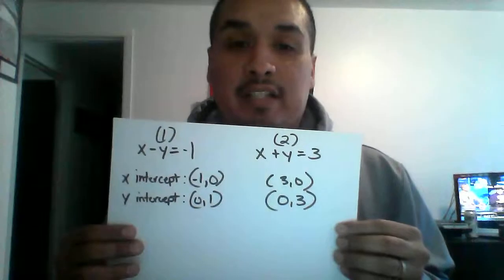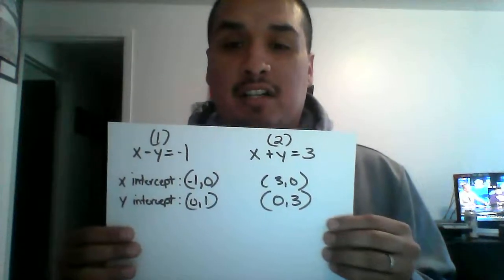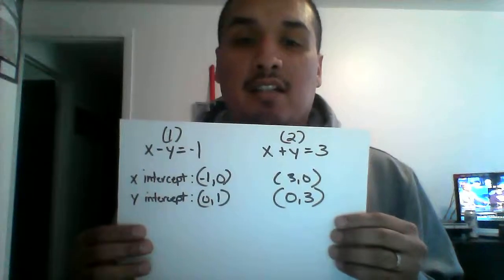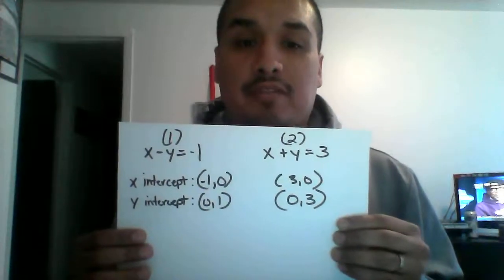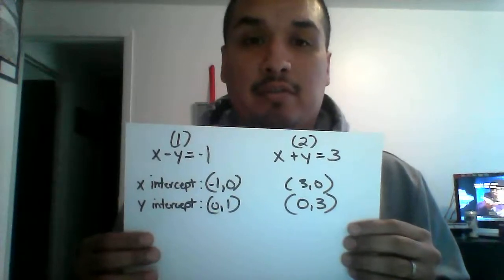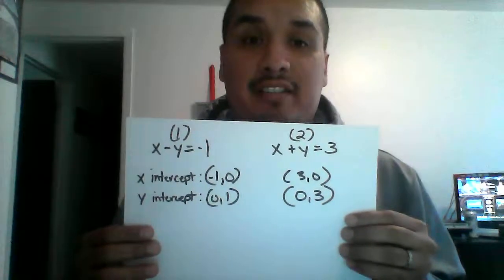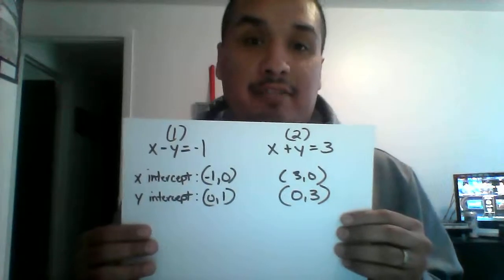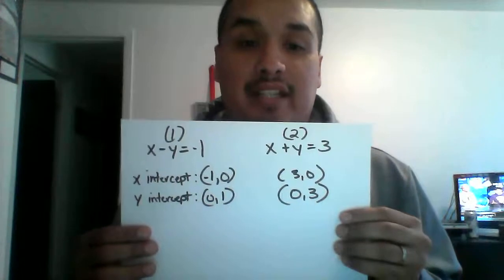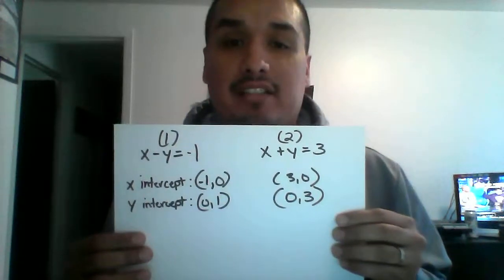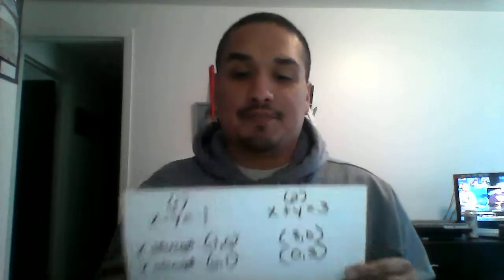The second equation is x plus y equals 3. Same thing again. First I'm going to start off with the x-intercept. I plug in 0 for y, and that leaves me with x equals 3. So my x-intercept is 3, 0. Then for the y-intercept, I plugged in 0 for x, and that left me with y equals 3. The point is 0, 3 for my y-intercept. So that was the easy part. Now what we have to do is graph them.